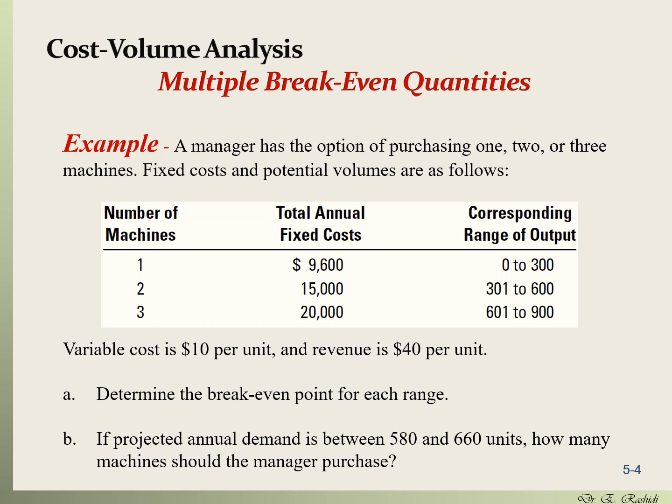The variable cost is $10 per unit, and the revenue is $40 per unit. So V, a small v here, is $10 per unit, and R is 40 in the formula, if you remember. You need to determine the break-even point for each range. So for this, when you have 1 machine, 2 machines, and 3 machines, we have 3 ranges here. With these 3 ranges, find the break-even point. And part B, if projected annual demand is between 580 and 660 units, how many machines should the manager purchase? Try to pause here, work on this problem, and after you finish, come back to see the solution in the following slides.